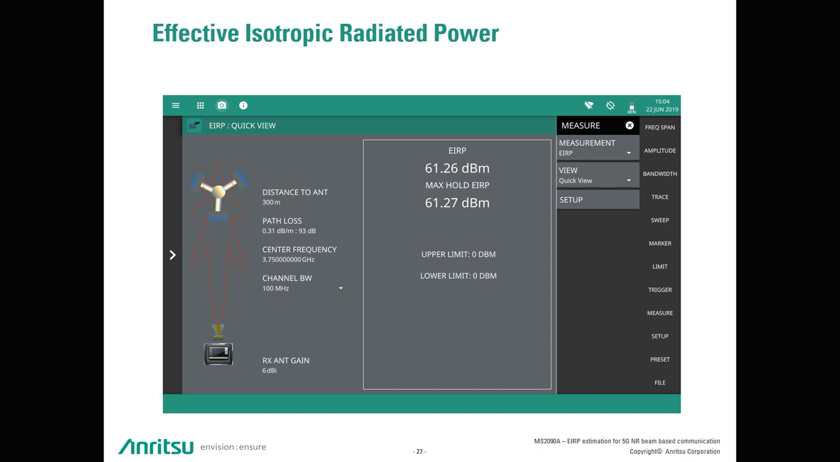Finally, a user can switch to the so-called quick view screen. This representation is reducing all parameters to the most wanted outcome.